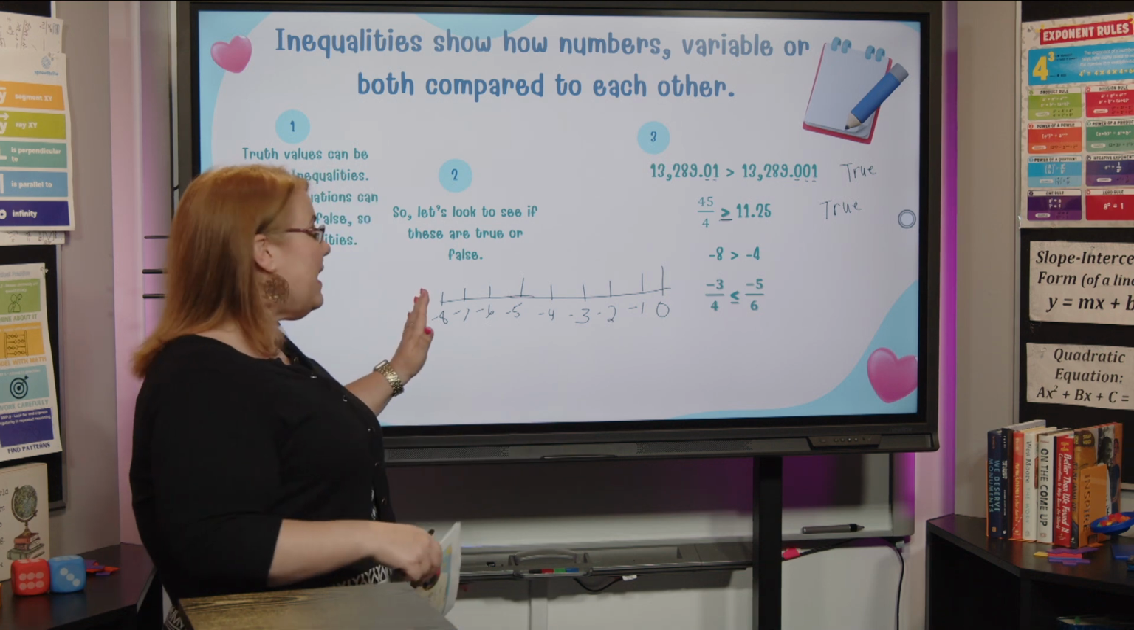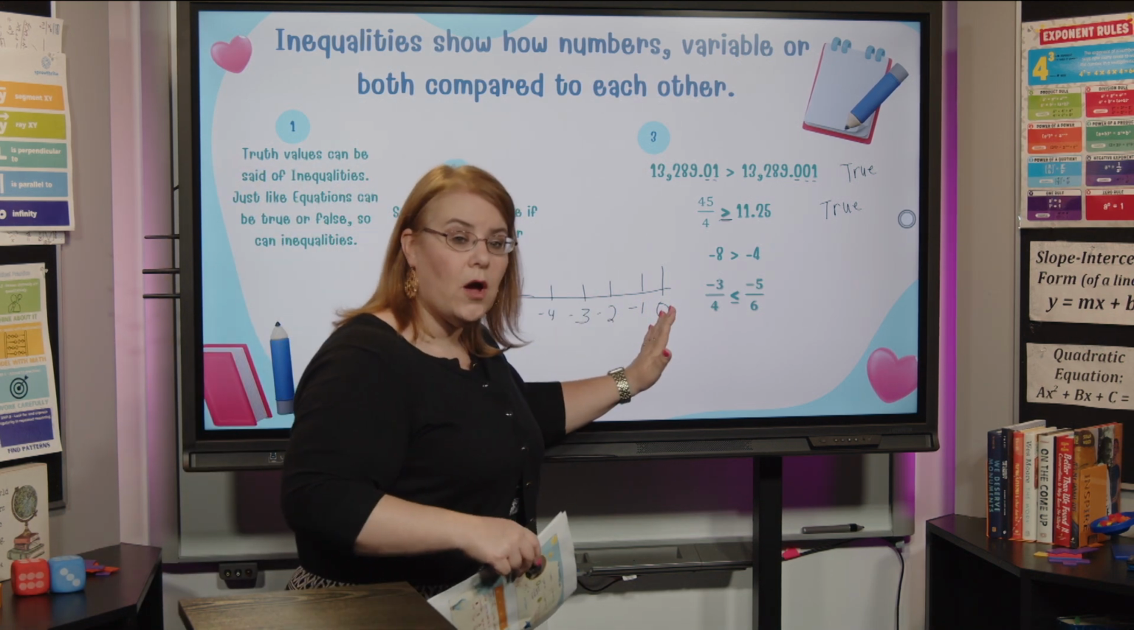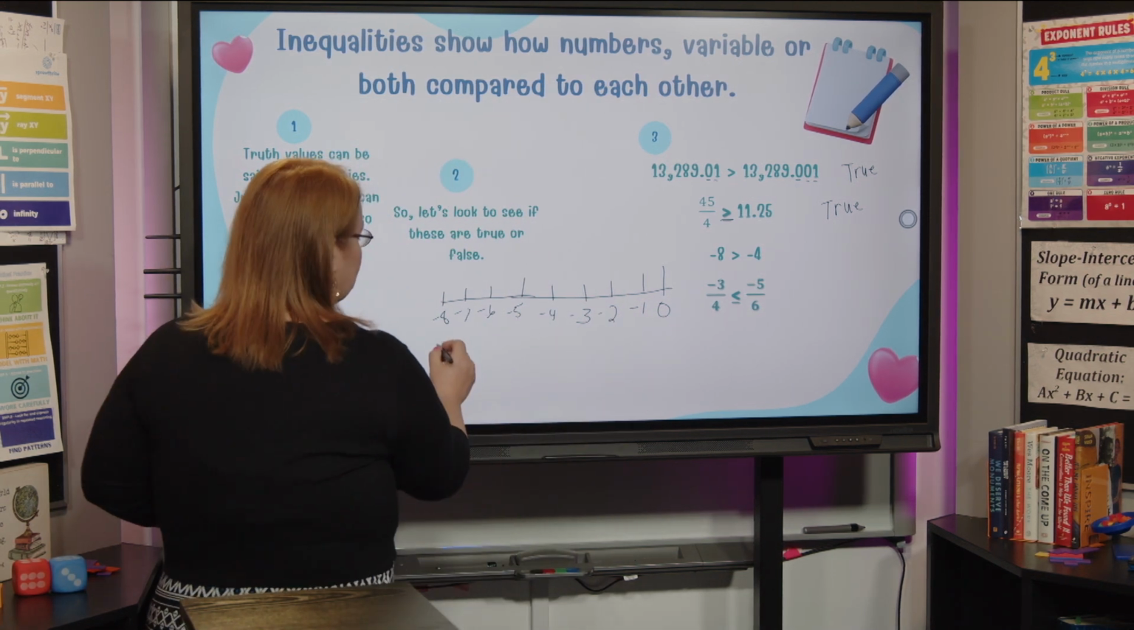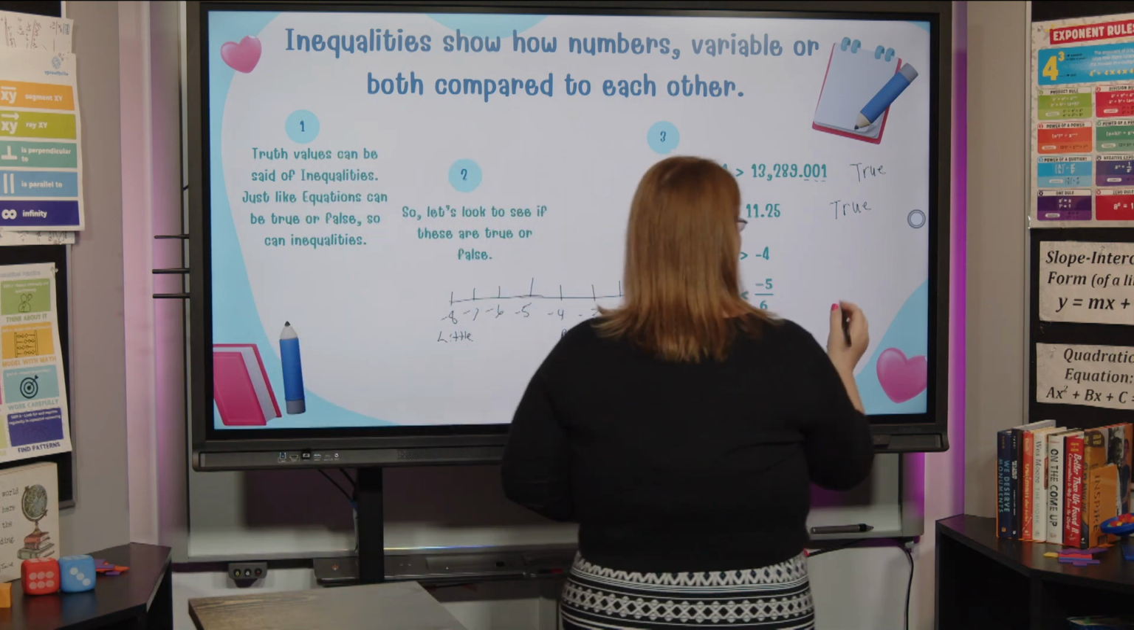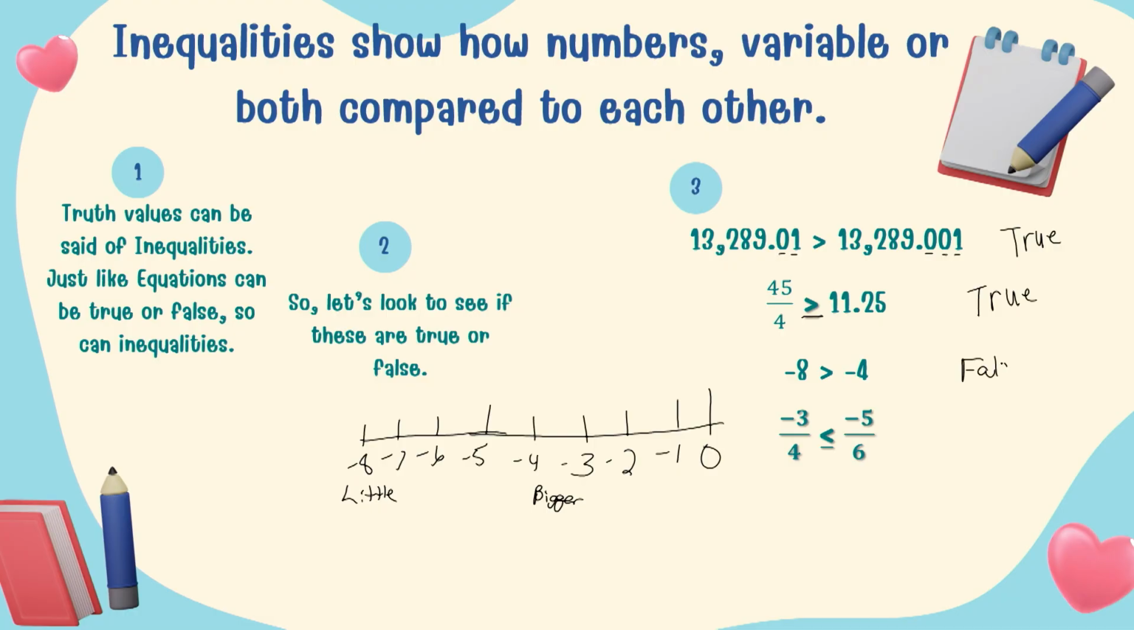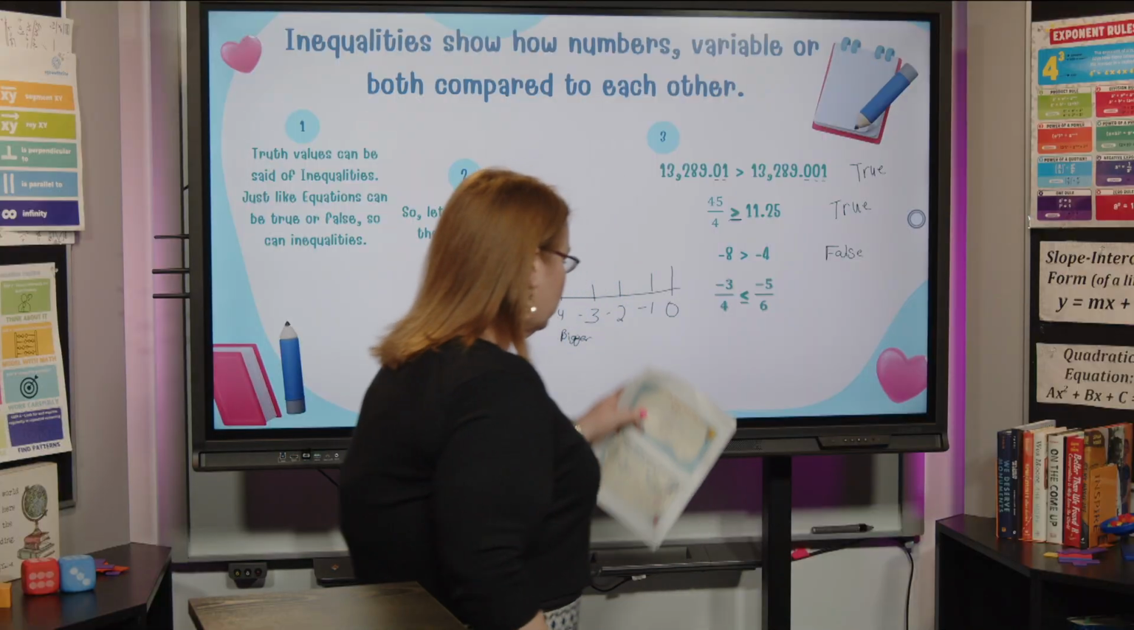So since we're looking at negatives, the closer to 0, the bigger the number. So this is going to be little, and this one's going to be bigger. So I can say -8 is not greater, so this statement is going to be false.